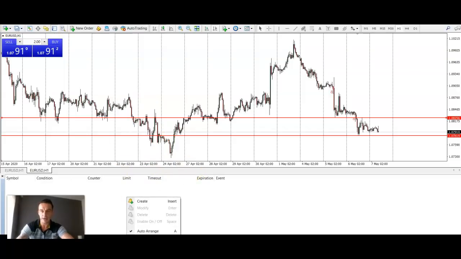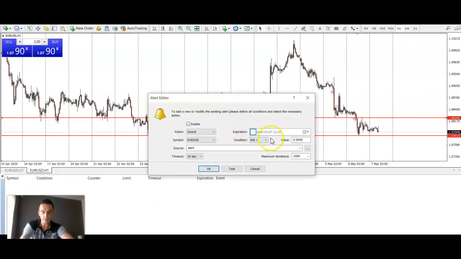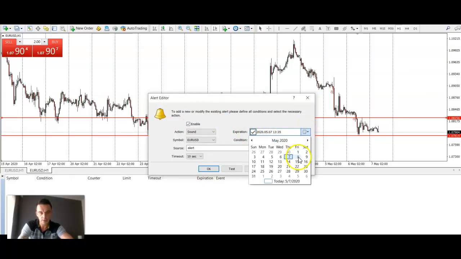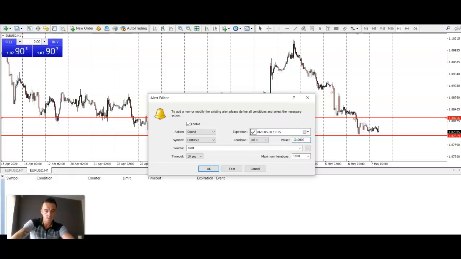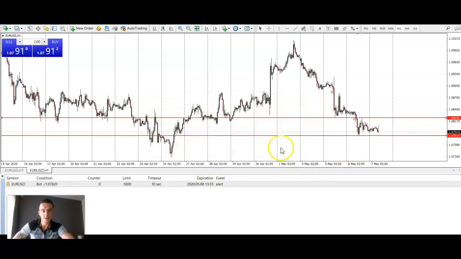So you go to your navigator or your terminal tab, go over to alerts, right click, and select create. I don't want this beeping all the time, so I'm looking at 1.07820. That's where I'm looking to sell on a break of the horizontal line there. So I'm just going to set that alert and see what happens. We'll look at the other trade here while that's live.